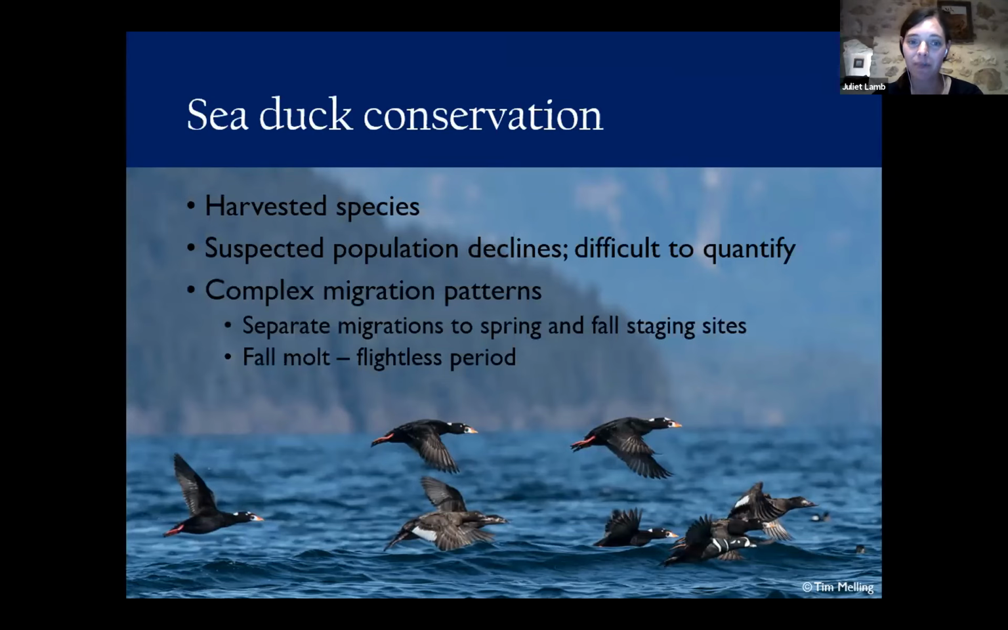And we have these really interesting migration patterns. So there's not really just a direct migration from a wintering site to a breeding site and vice versa. They use fall and spring staging sites that are often very separate and require separate routes. They're not along the migration routes. They actually require a detour to get to them. And during the fall molt period, they're flightless over a period of time when they molt their flight feathers. So these could be particularly important sites and periods of particular vulnerability that aren't really incorporated into that kind of binary breeding, non-breeding model that we're used to seeing.